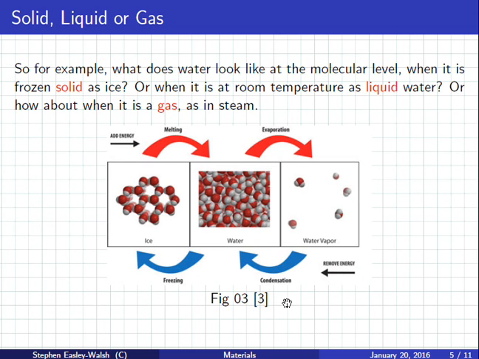As you know from English, when it goes from ice to water, we call that melting. When it goes from water to steam, that's called evaporation. When it goes from steam back to water, that's called condensation. And when it goes from liquid water to solid ice, that's called freezing.